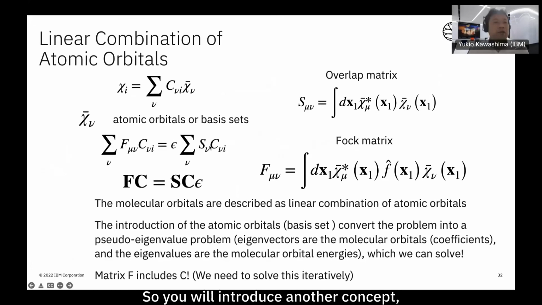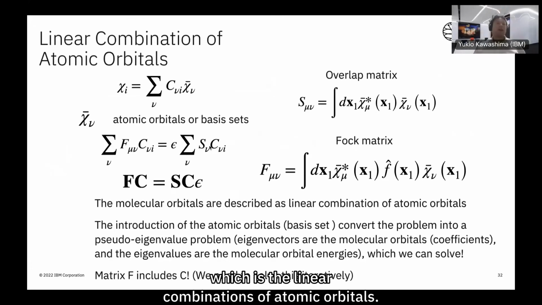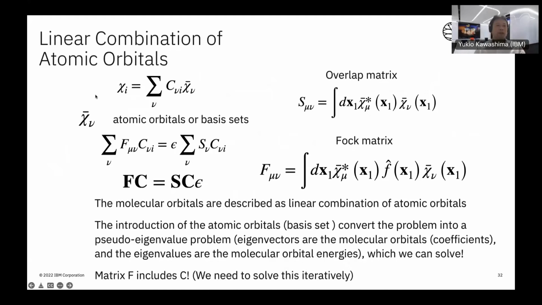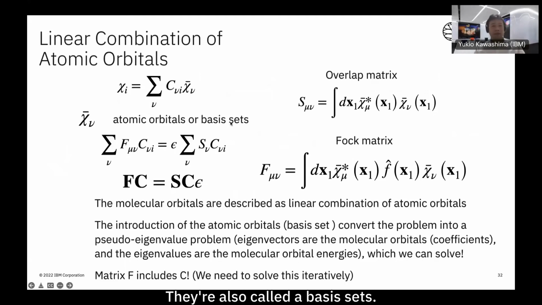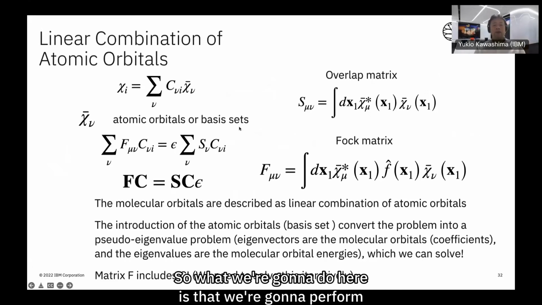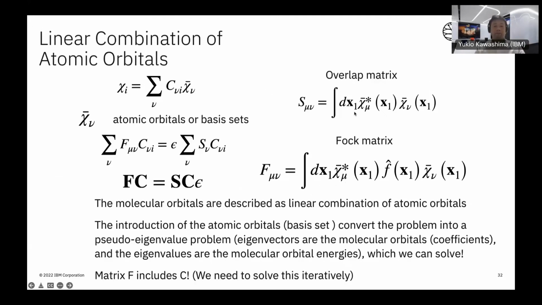So we will introduce another concept, which is the linear combination of atomic orbitals. So here are the spin orbitals, and we're going to describe these spin orbitals with a linear combination of atomic orbitals chi bar. They're also called the basis sets. So what we're going to do here is carry out the integrals using the atomic orbitals.